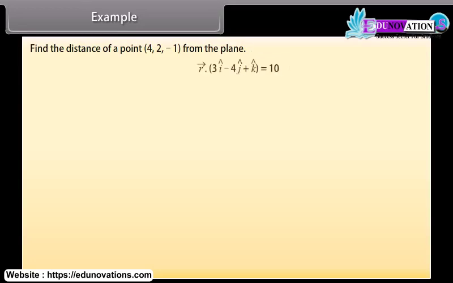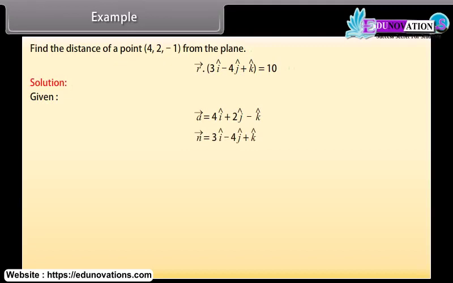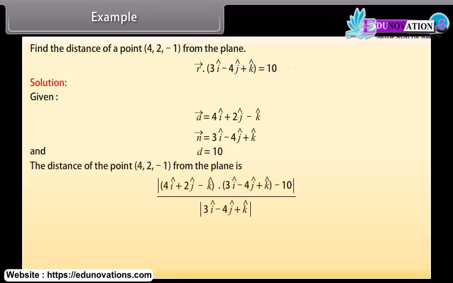Example. Find the distance of the point (4, 2, -1) from the plane. Solution. Given vector A equals 4i plus 2j minus k, vector N equals 3i minus 4j plus k, and D equals 10. The distance of the point (4, 2, -1) from the plane is equal to the modulus of 12 minus 8 minus 1 minus 10, divided by the square root of 9 plus 16 plus 1, which equals 7 by square root of 26.